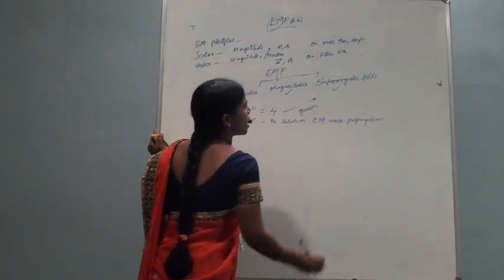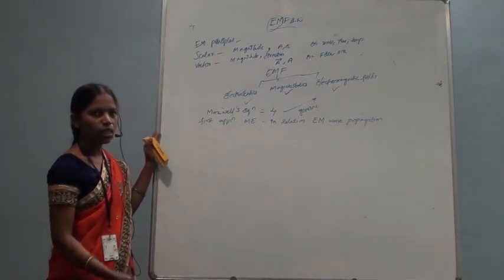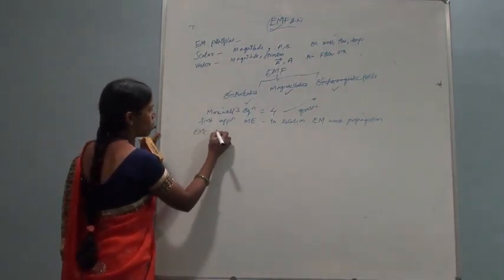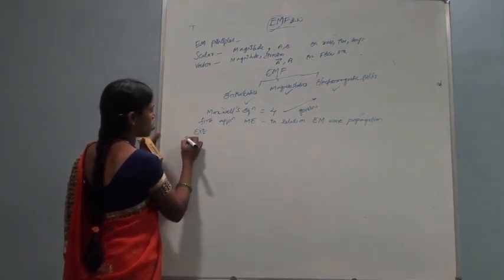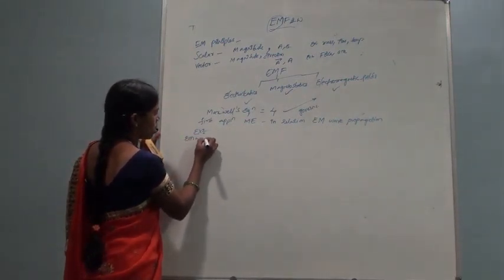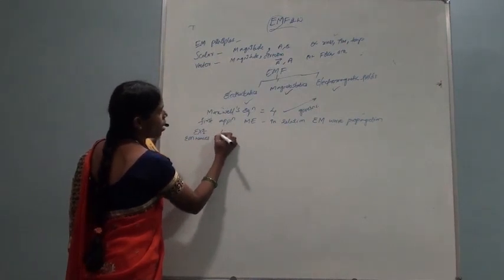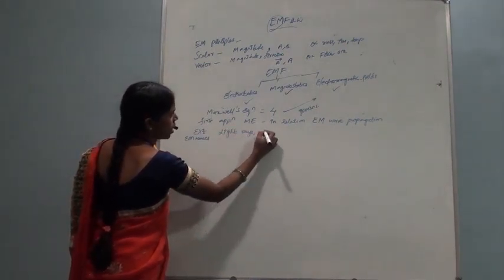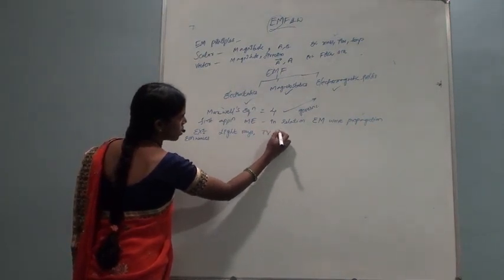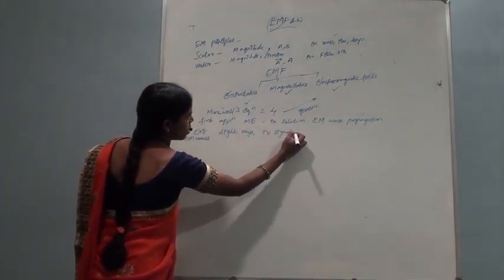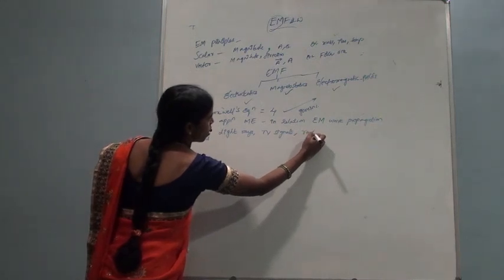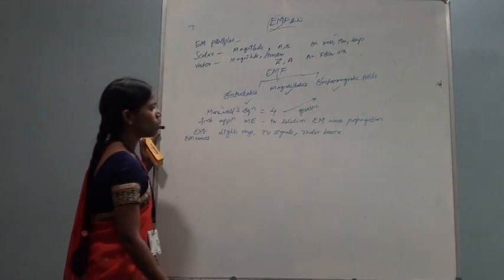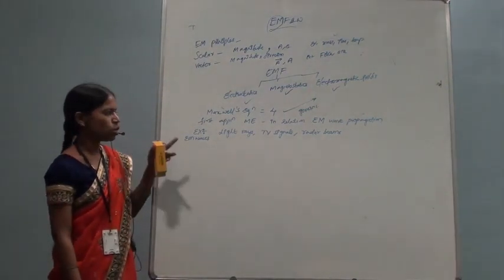So the examples of electromagnetic waves which we see in our day-to-day life are light rays, TV signals, radar beams, etc.